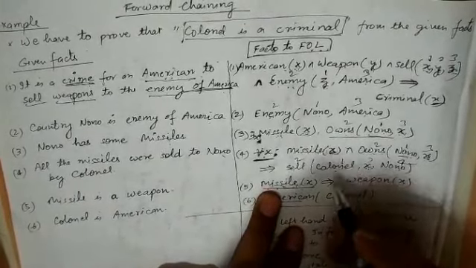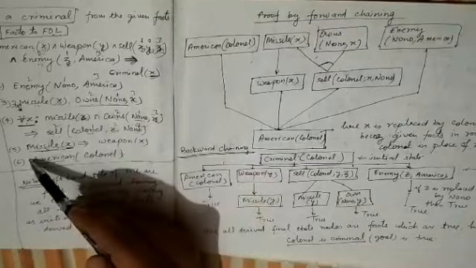Now we will see how we can use forward chaining, using these inference rules, to prove that Colonel is a criminal. Forward chaining says start from the given facts. So what are the facts? Whatever first order logic is written before the implies arrow, all these are considered as facts.